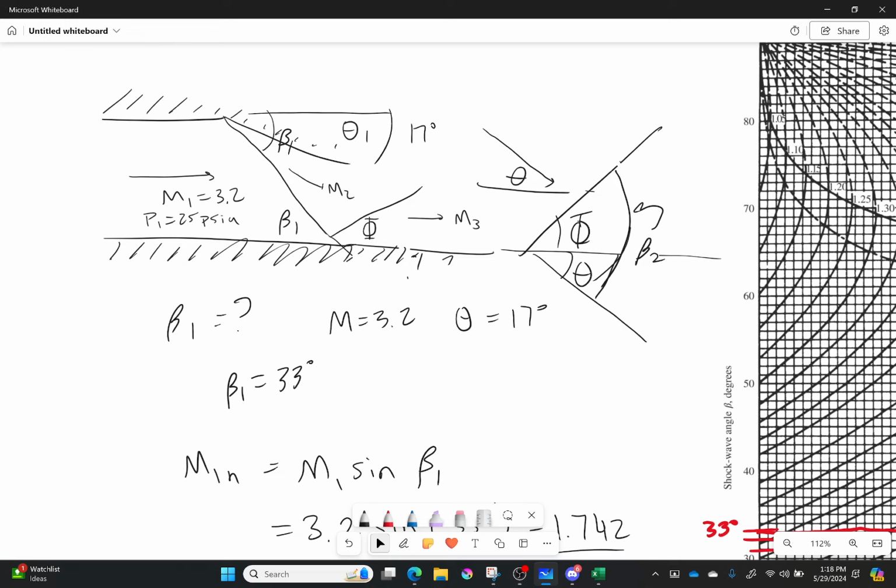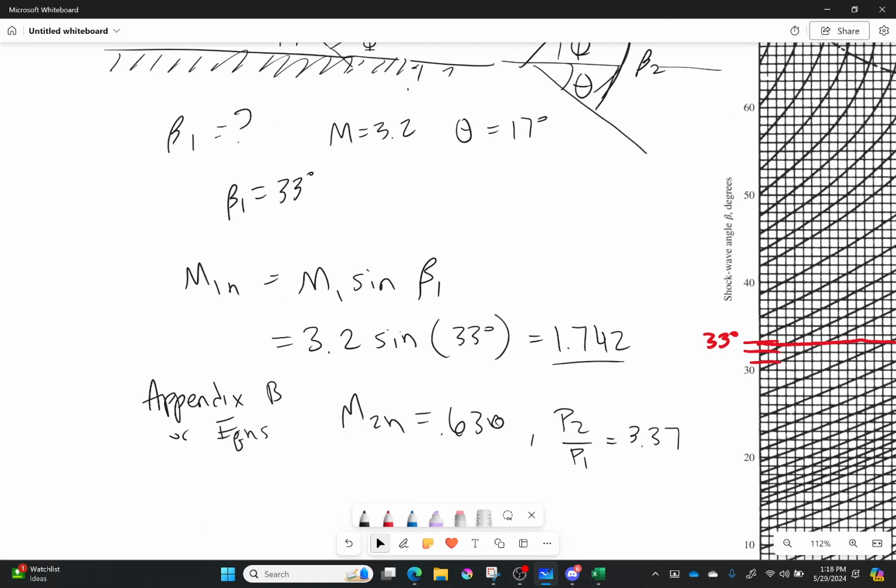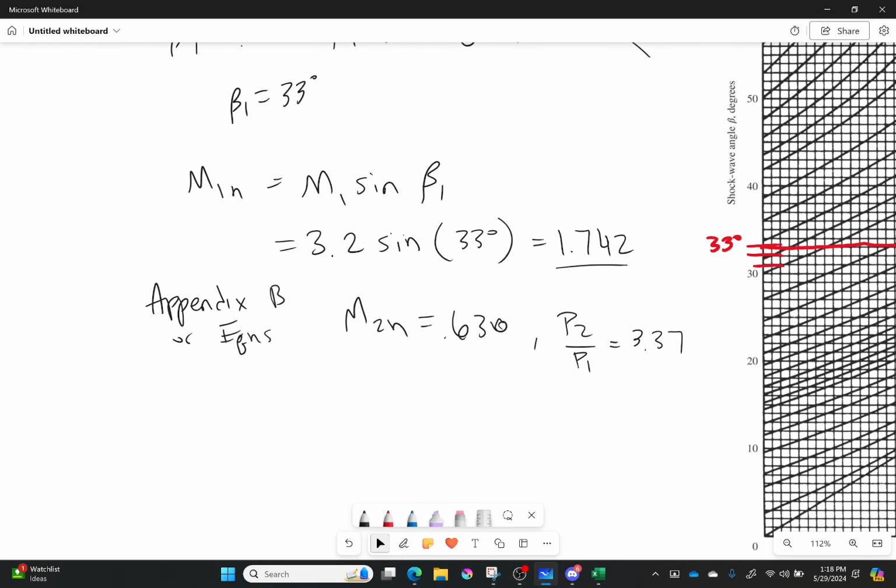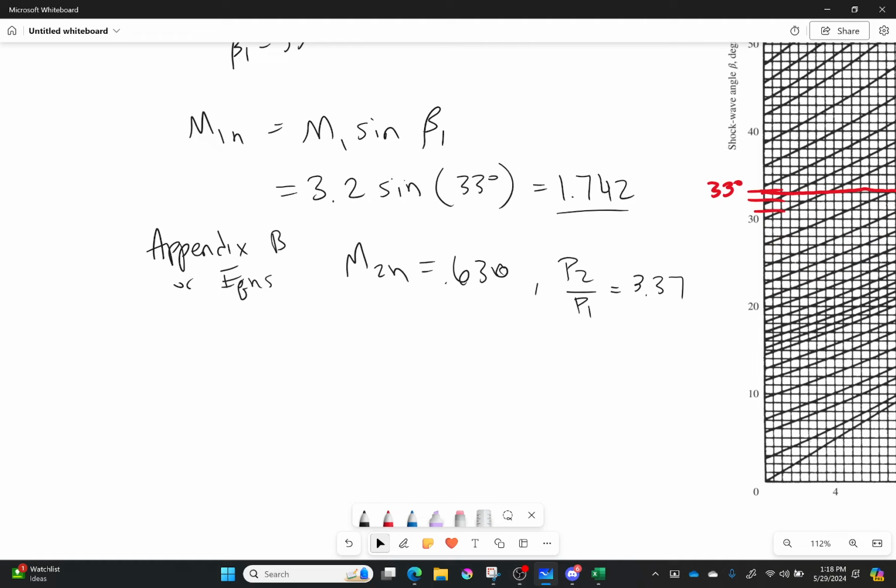I have to figure out what beta 2 is. And I do that in various ways. What I'm going to do is first figure out what my Mach number is after the shock wave. I have to know what M2 is, and I can go to the tables and figure out a lot of the rest. So M2 is going to be equal to my normal Mach number after the shock wave over sine of beta 1 minus theta.